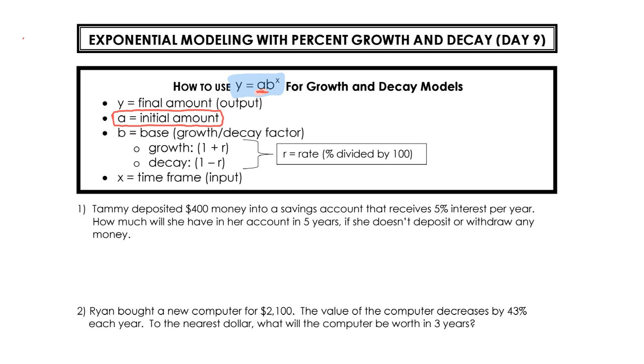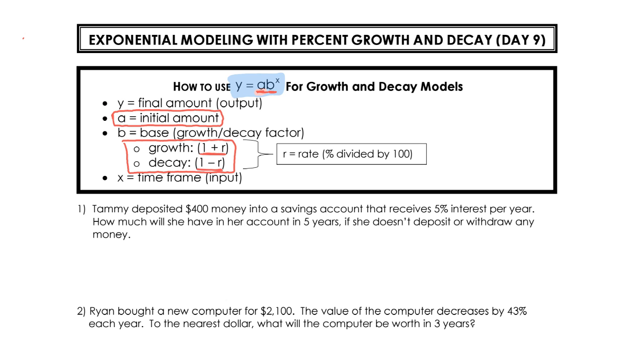Our b is our base, or our multiplier. When we're in word problems, our multiplier is going to have to do with our rate. However, guys, because we use the same formula for growth and decay problems, we have to make sure that we indicate in our formula whether this is a growth or a decay problem. If it's a growth, we're going to do 1 plus our rate. If it's a decay, it's 1 minus our rate.